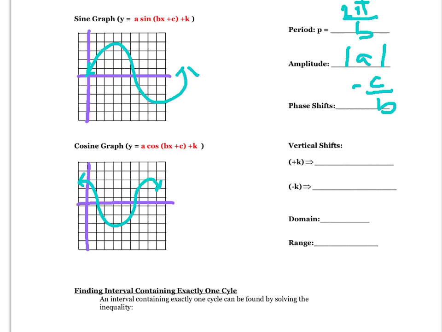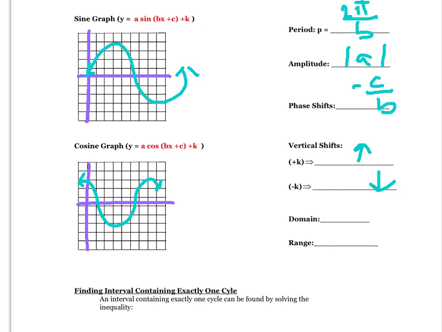Alright, these vertical shifts, this plus k on both of our formulas, or both of our equations. The plus k is our vertical shift, so it's going to move our graph up, where the minus k will move our graph down.